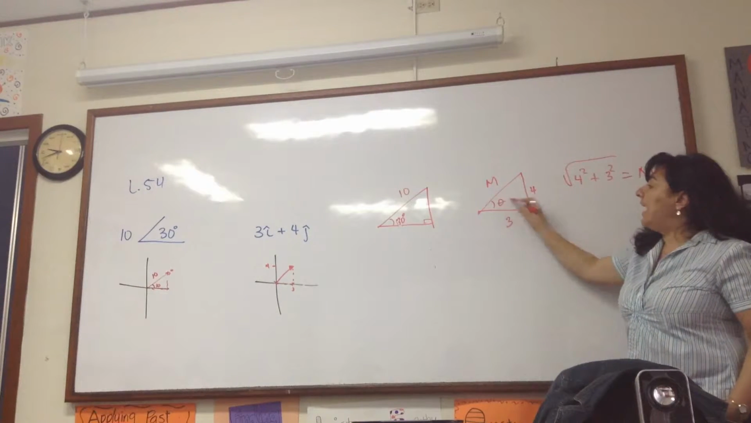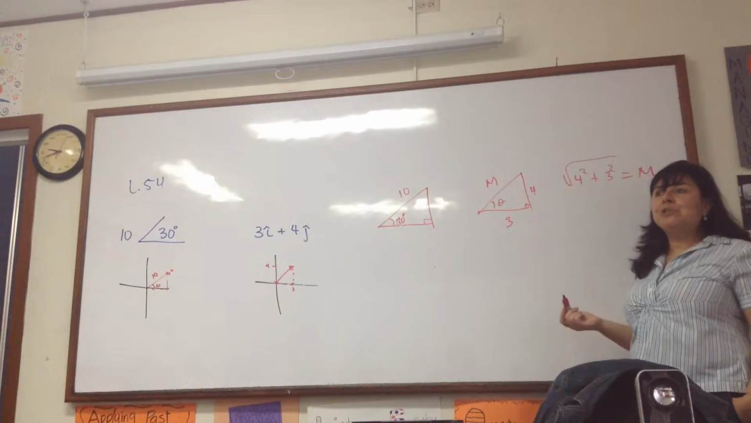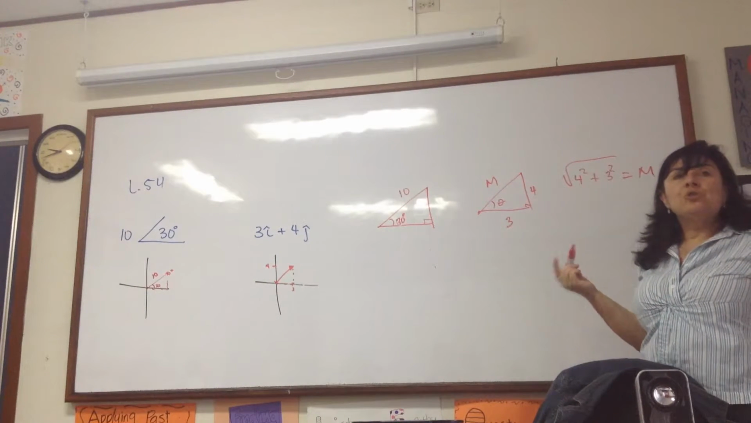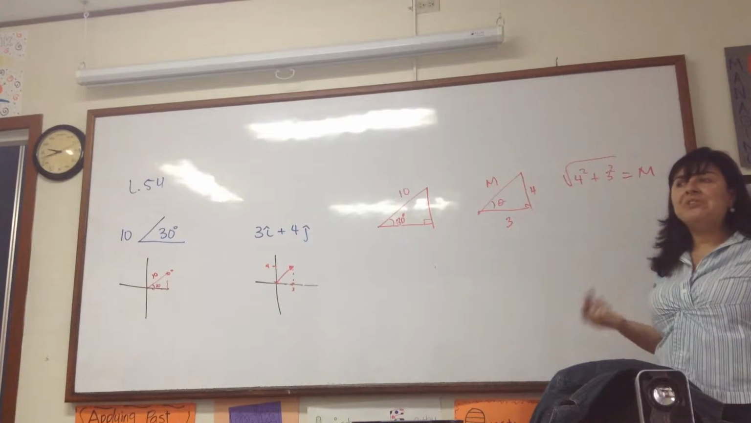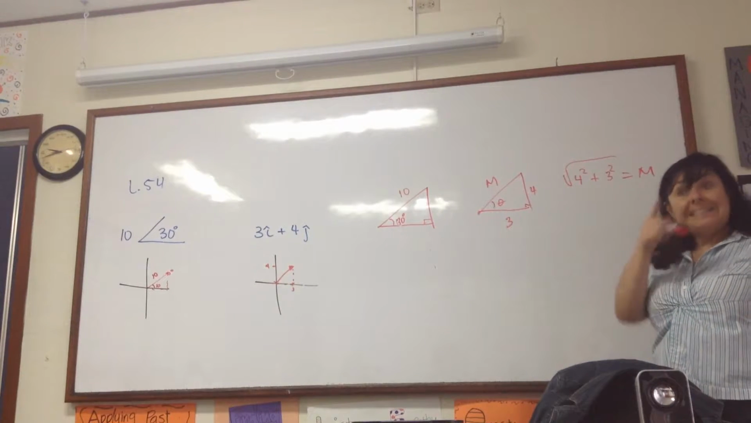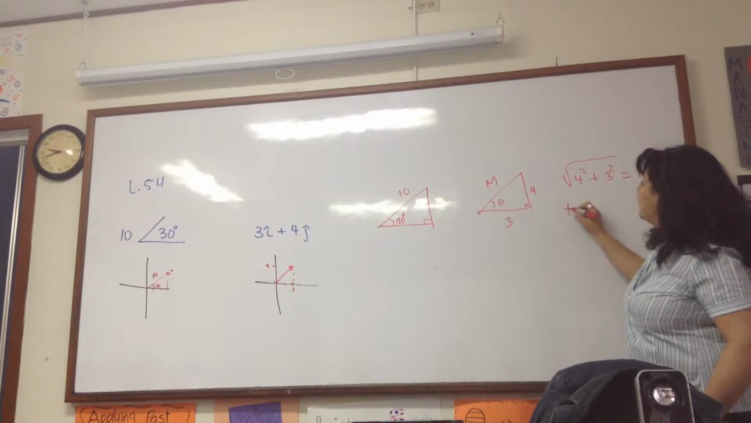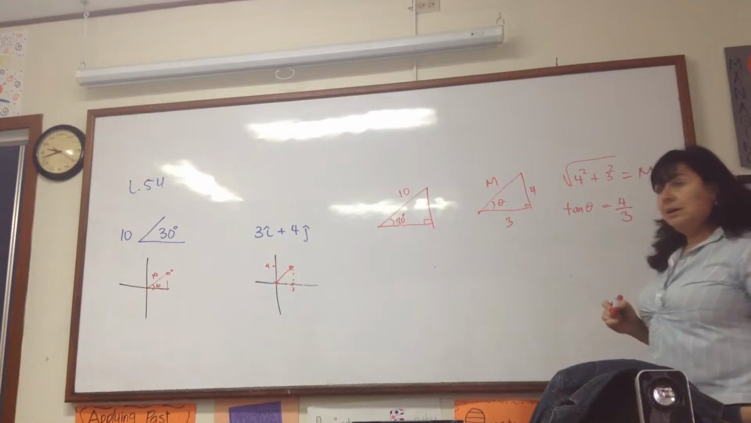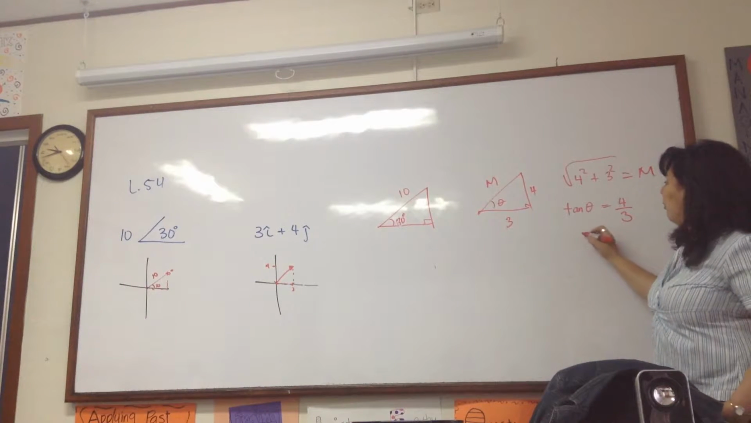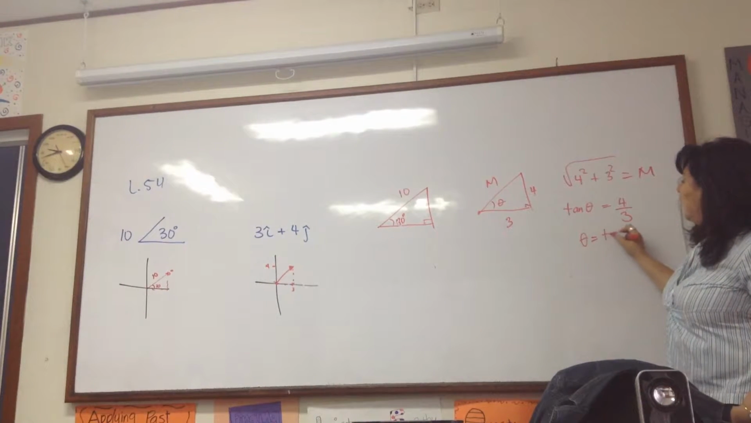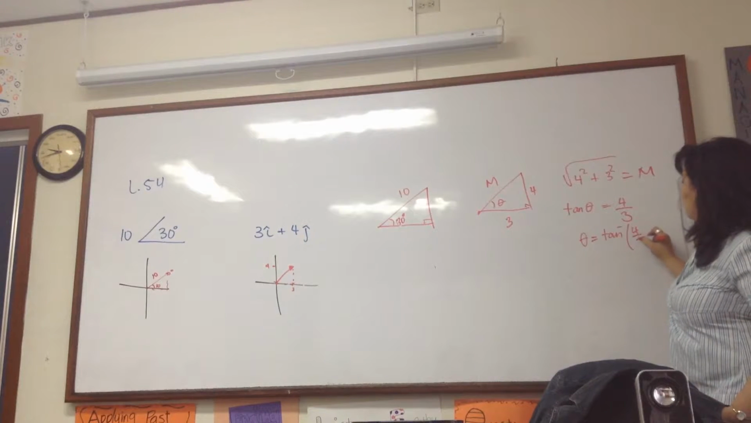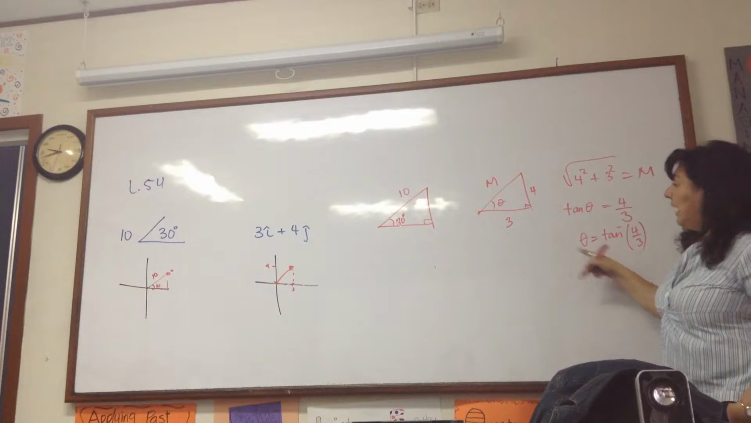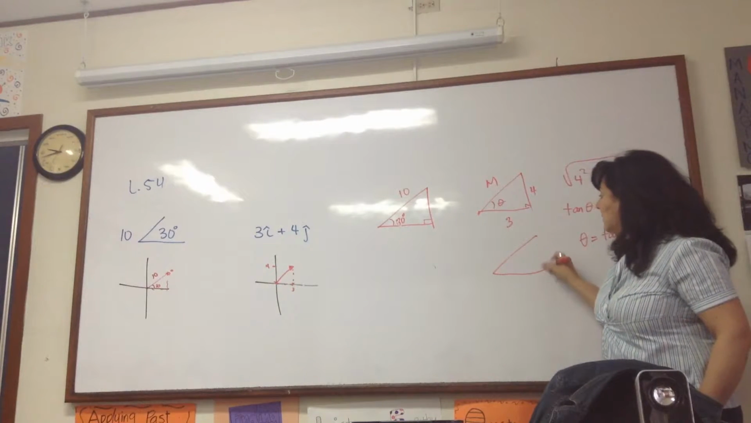And if I want to find this angle, what information do I have? I have the opposite and the adjacent, right? What trigonometric function uses opposite and adjacent? Tangent. Very good. So we know that the tangent of the angle is going to be the opposite over the adjacent. Therefore, theta is going to be inverse tangent of 4 over 3.